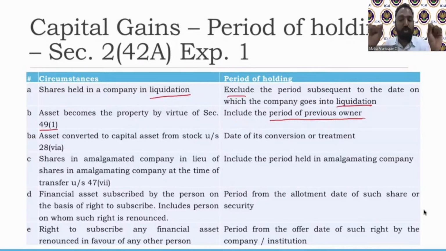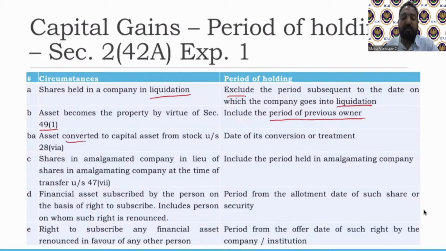If you understand this one clause logic, include the period of previous owner, you are going to understand the rest of the thing. Finally, I'll tell you one short trick to remember the entire clauses we are discussing here, after going through them one by one. Okay. The next is asset converted to capital asset.